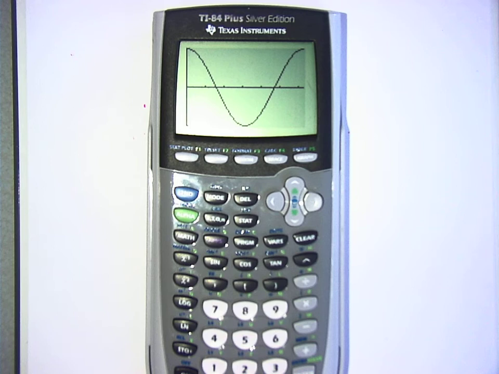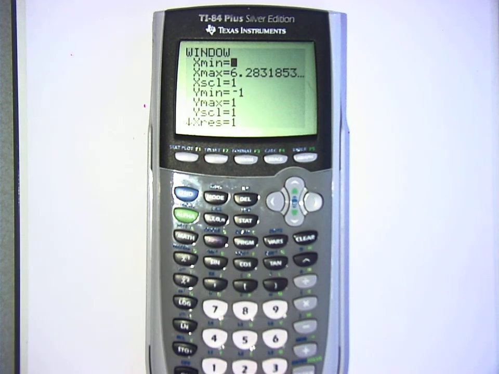I feel like you guys are not listening to me. Sorry, my window wasn't exact. It's -1. Should yours look like this? There we go. The X's, radians? We're good. The Y's, we're good.